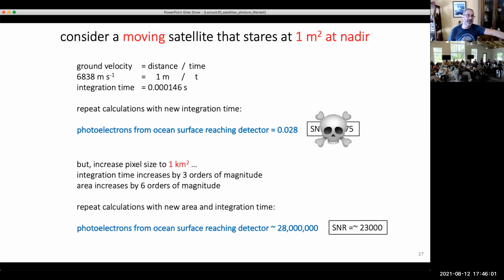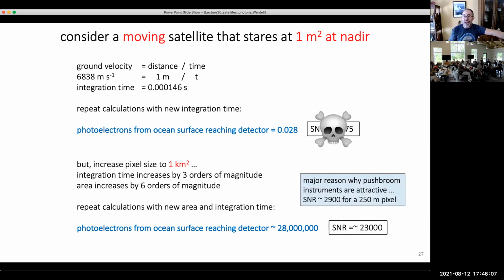Now the SNR is off the charts, way more than you need. So now you can start scaling back from 1 kilometer to something smaller. This is why Landsat is what it is, and MSI, HICO, all of these other instruments. You are in a photon-rich system with this kind of instrument. Push brooms are very attractive because of that. In this case, you could still get to almost 3,000 SNR with a 250 meter pixel.